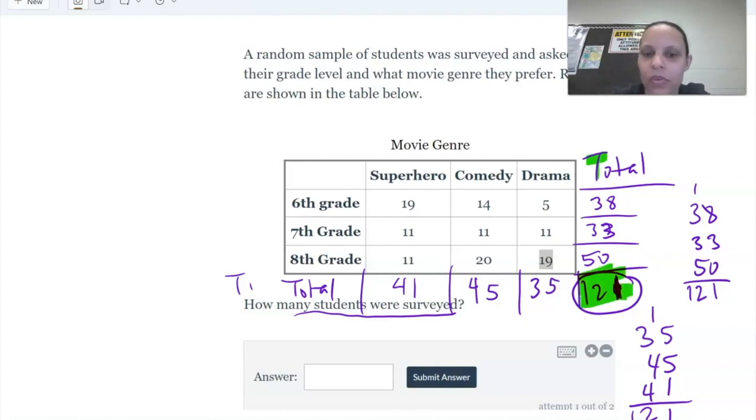All right, so 121 was surveyed. How many students like superhero movies? So I go superhero. 41 students. How many like comedy? 45. How many like drama? 35.